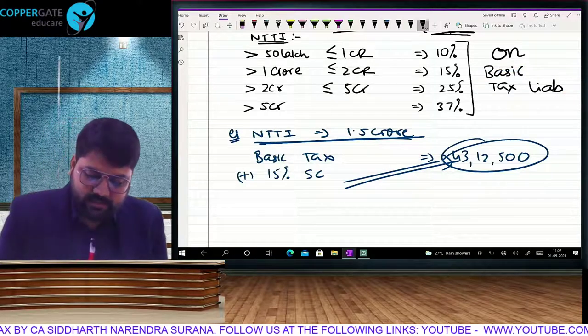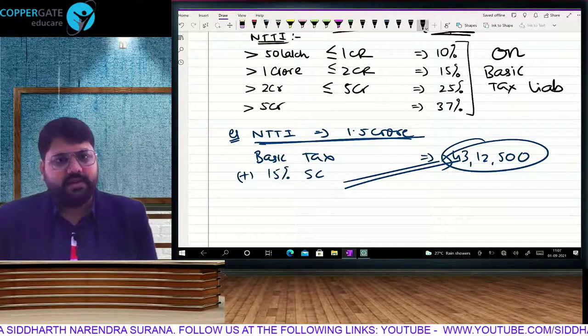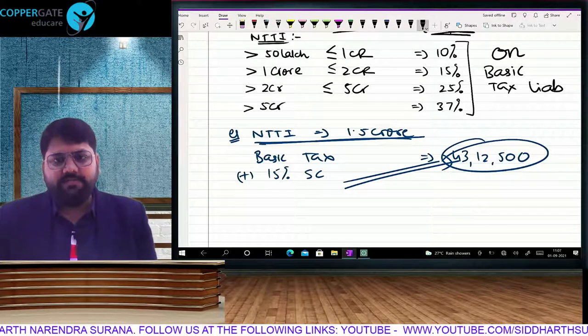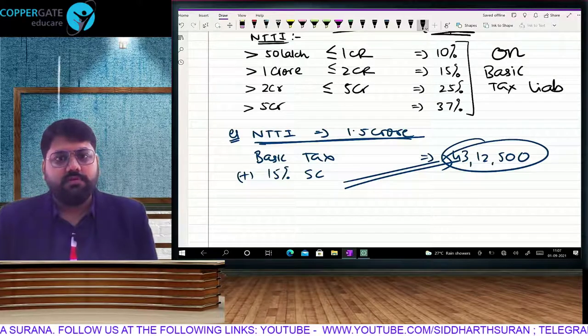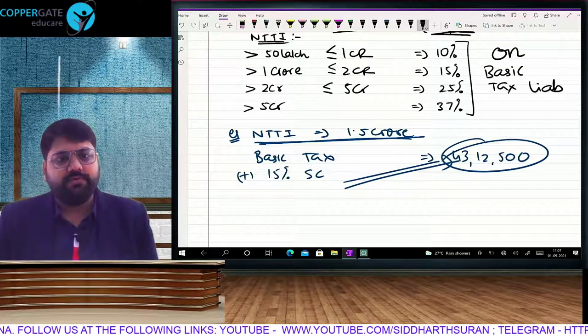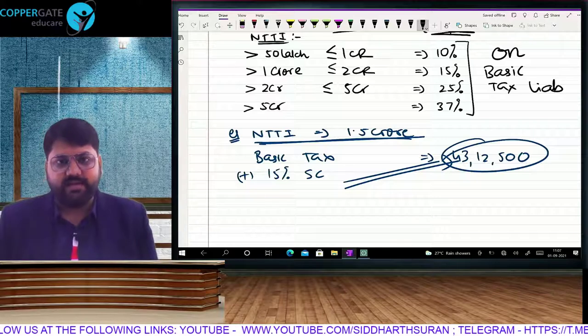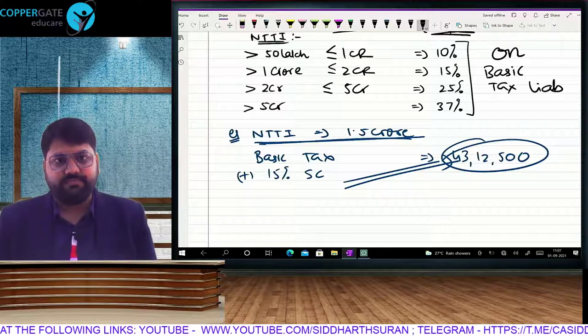So, answer the following questions very quickly. Question 1. Rebate will come for, please pay attention to the question. Rebate will come to whom? Resident, non-resident, none or both? Resident. But what about surcharge?